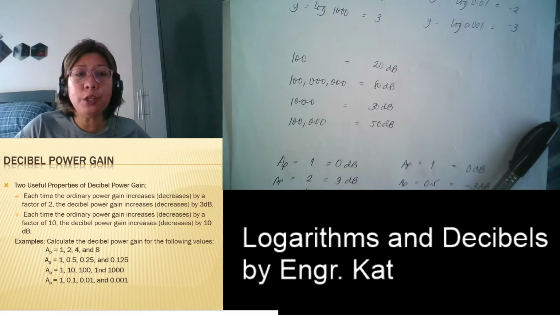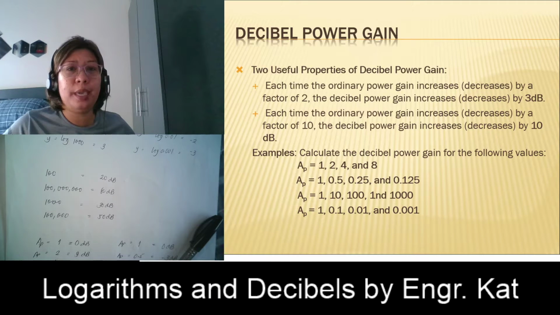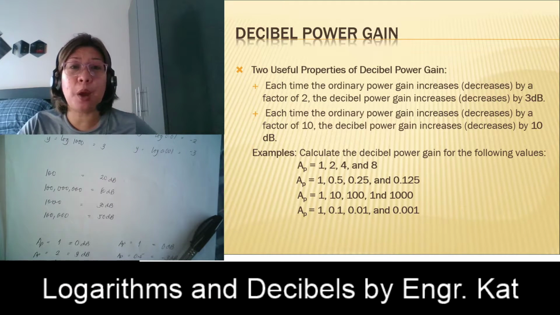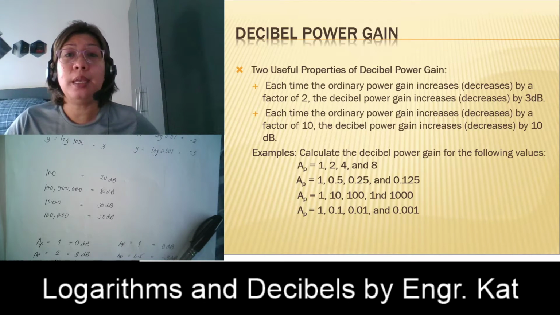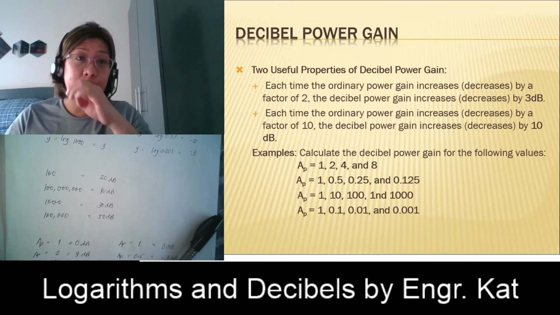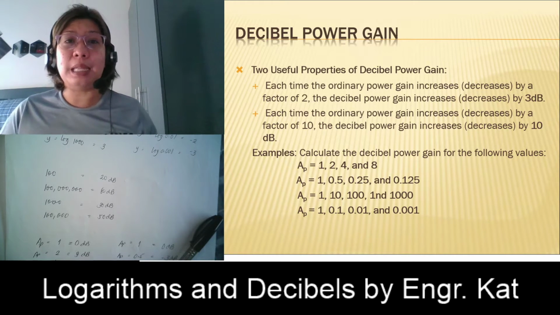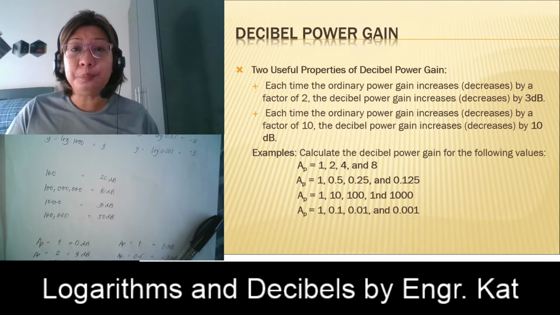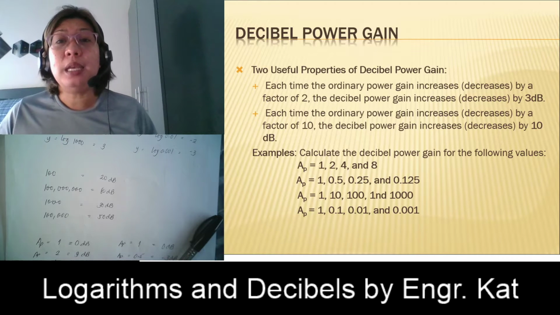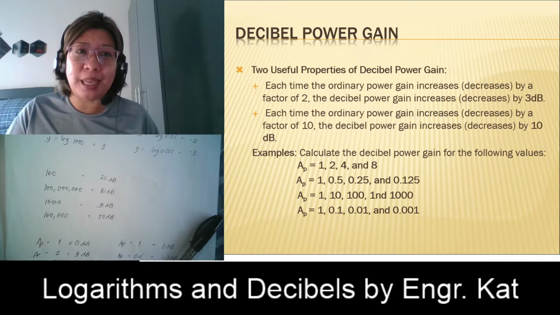Here we have two useful properties of decibel power gain. Each time the ordinary power gain increases or decreases by a factor of 2, the decibel power gain increases or decreases by 3 dB. Later on we will define what power of 2 that is. Each time the ordinary power gain increases or decreases by a factor of 10, the decibel power gain increases or decreases by 10 dB likewise. You may try this while listening to the video.